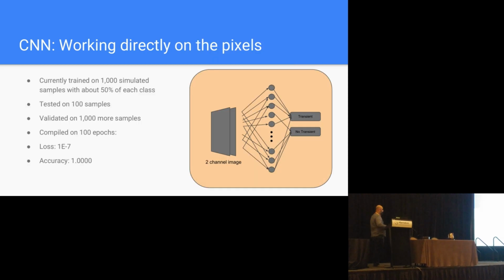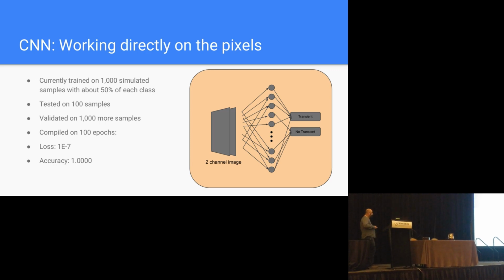So these are actually very preliminary results. We are working with simulated images right now. We train on 1,000 simulated samples. These are Gaussian profile sources, oriented and not symmetric, about 50% each class. Tested on 100 samples and validated on 1,000 more samples. After compiling over 100 epochs, we reach 100% accuracy.